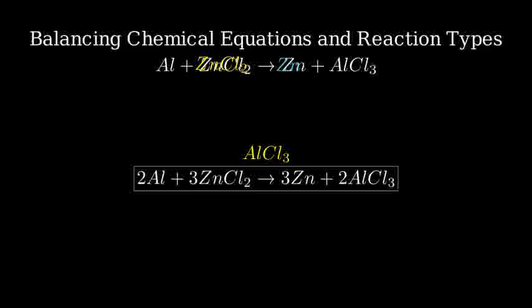Now, let's classify the reaction type. Al and Zn are displacing one another, indicating this is a single replacement reaction. In such reactions, one element swaps places with another in a compound.